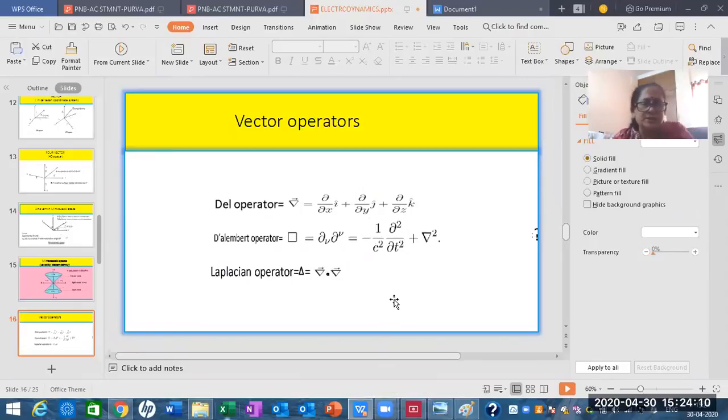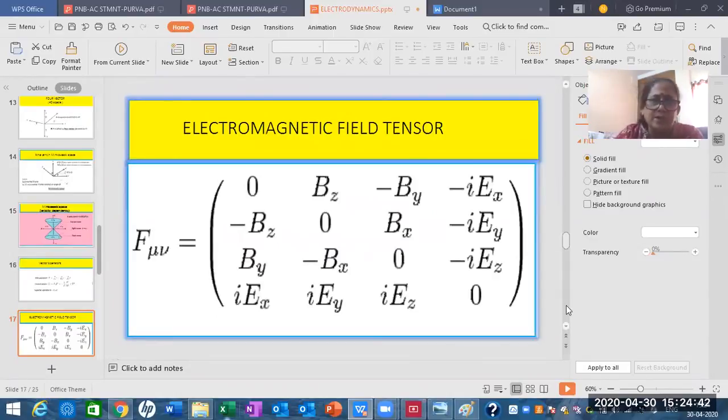Okay. So next I taught you about the Laplacian operator. Del dot del, here I wrote it as del square. This can be represented by a single operator, again an inverted triangle. This is called the Laplacian operator. So these are the different types of operators we come across in electrodynamics. That is why I explained all of them. Now we'll move to today's topic, that is the electromagnetic field tensor.